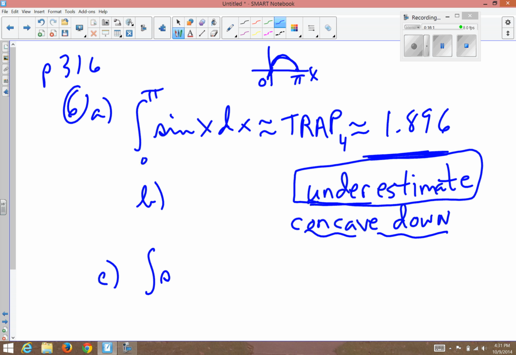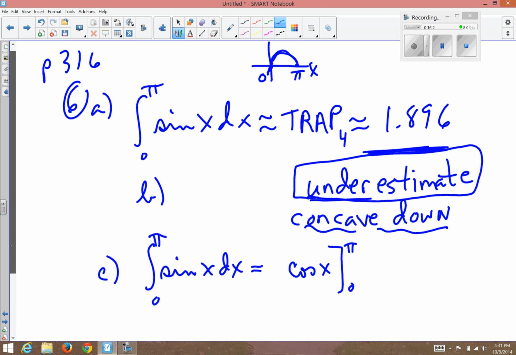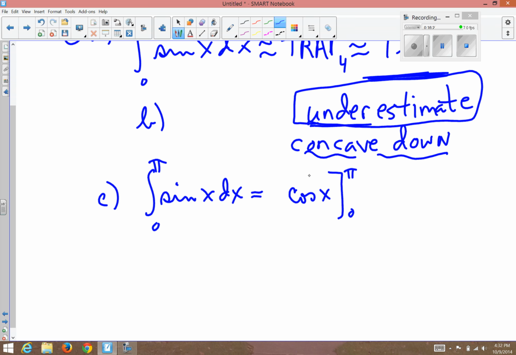The integral of sine x dx from 0 to pi is exactly cosine x evaluated from 0 to pi, whatever that means. Cosine x is the antiderivative. Actually, it's negative cosine x. The antiderivative of sine x is negative cosine x. It's easy to get these confused with derivatives.